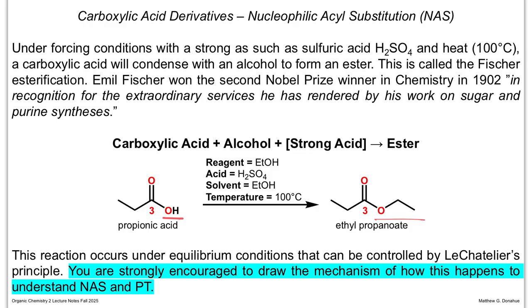So he was a winner of the second Nobel Prize in chemistry for work related to elucidating the structure of carbohydrates and purines. And so those are subcomponents of DNA that we'll see as well. The reaction is run under strongly acidic conditions. And notice the presence of an alcohol. So in this case, ethanol.